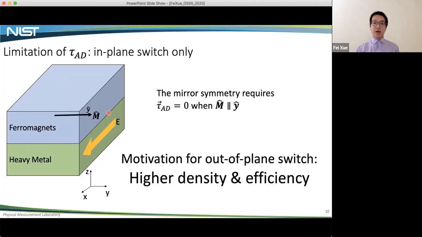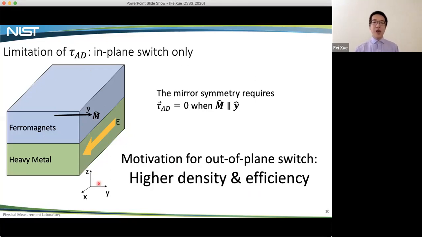So that's a very large limitation in this heavy metal ferromagnet bilayer structure. We cannot actually switch the magnetization to out of plane deterministically. And there's a huge motivation to switch the out of plane magnetization, due to the higher density and efficiency in these magnets with perpendicular anisotropy.